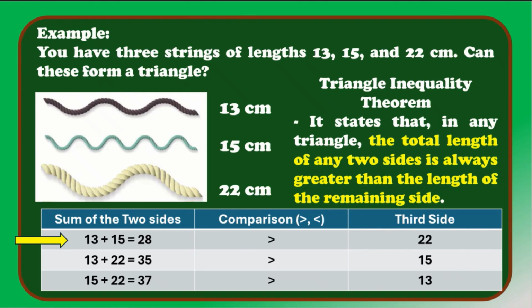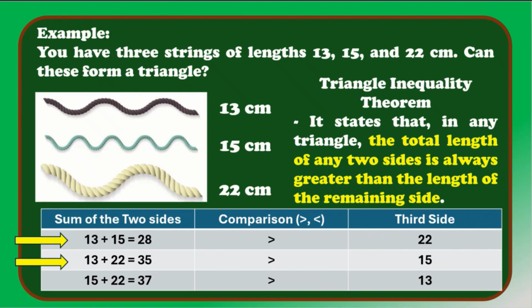So the first row states that if we combine the lengths of the first and second string, which are 13 and 15, we're going to obtain 28. From the given lengths of strings, we did not use 22, so that will be put at the third side. Now we're going to compare the sum, which is 28, and 22. Obviously, the sum of the two sides is far greater than the third side.